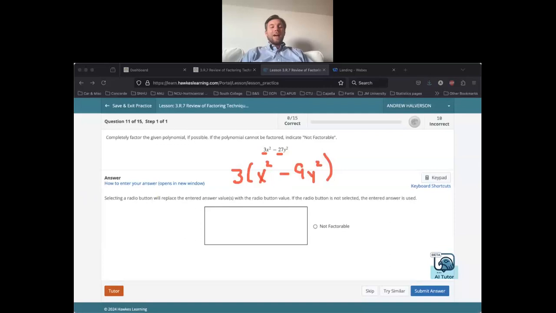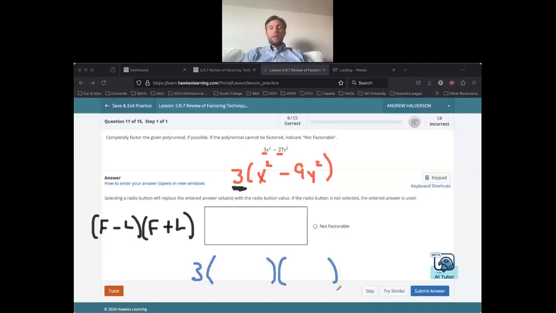Now we look at the inside. Does the inside now have the difference of two squares method that's applicable? Yes. Two terms, minus sign, and the x squared and the 9y squared are both perfect squares. So because of that, we will do the difference of two squares method. And remember what that is? F minus L times F plus L. Okay? Now we can't forget about the 3 in front. We have to bring that down too. So we put the 3 in front of our two sets of parentheses.